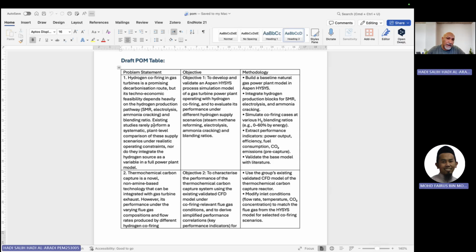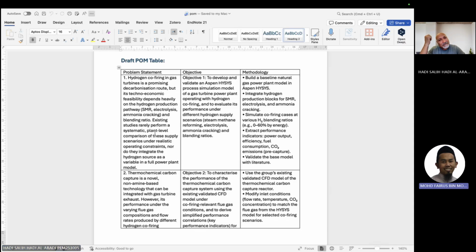Hydrogen production. Yeah, if you're talking about hydrogen production, yes, because hydrogen production is an important element in this project. Yeah, of course. This is the main idea.